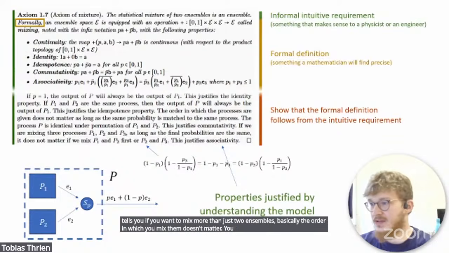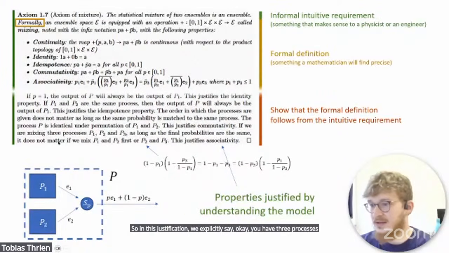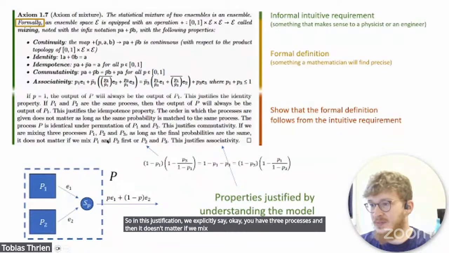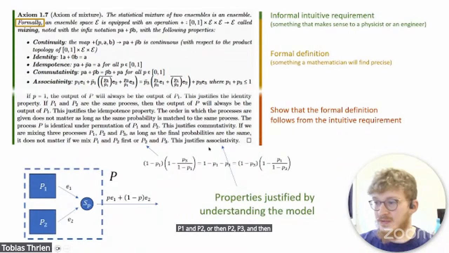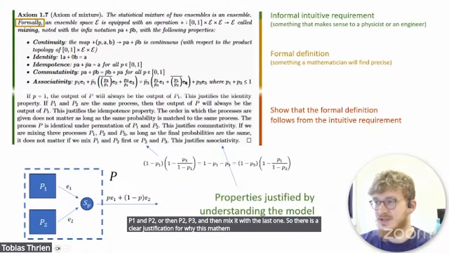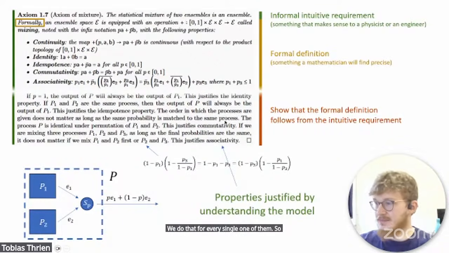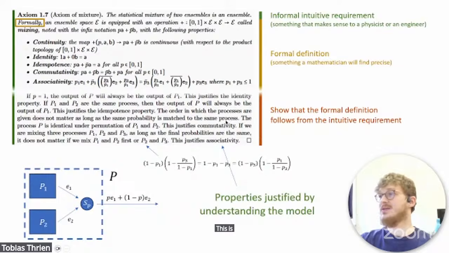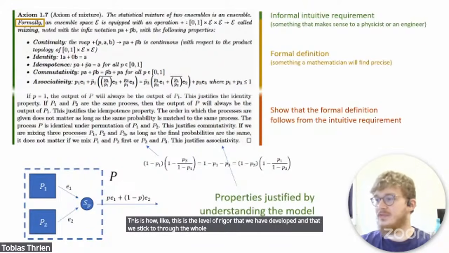You have associativity. So in this justification, we explicitly say, okay, you have three processes, and it doesn't matter if we mix first P1 and P2, or first P2 and P3, and then mix it with the last one. So there is a clear justification for why this mathematical definition is there. We do that for every single one of them. This is the level of rigor that we have developed and that we stick to through the whole book, the part on physical mathematics.